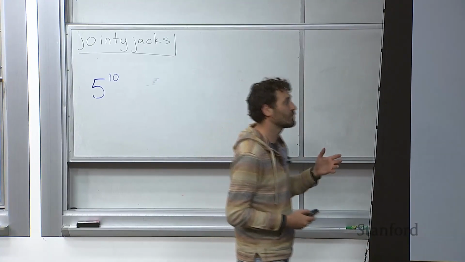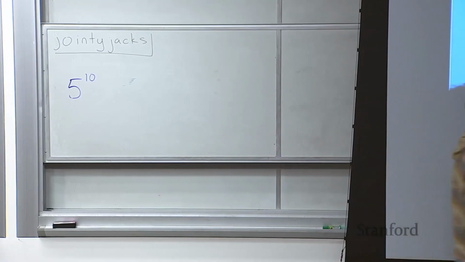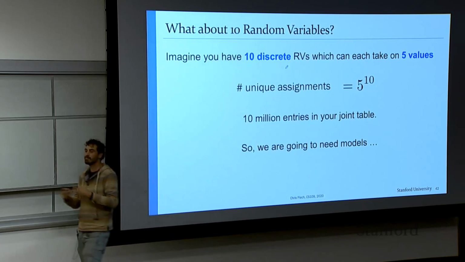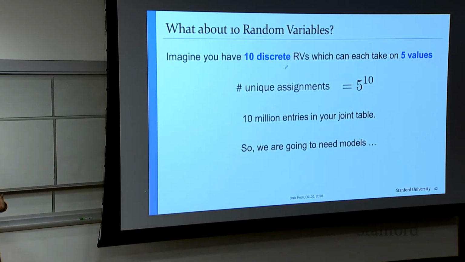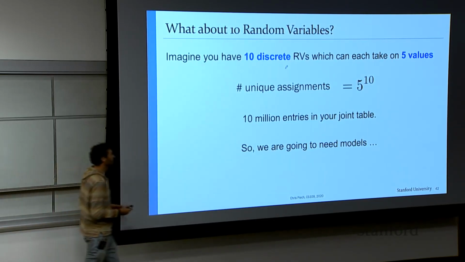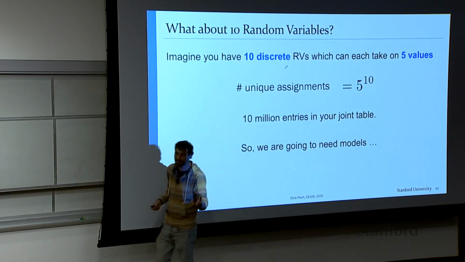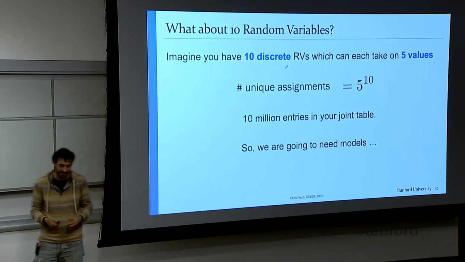And this motivates why we need models. Like this 5 to the 10th combination might be the perfect way to represent any assignment to all your random variables, but we're going to have to make some simplifying assumptions, both so that we can estimate probabilities more effectively and also so that we can represent them in computers.